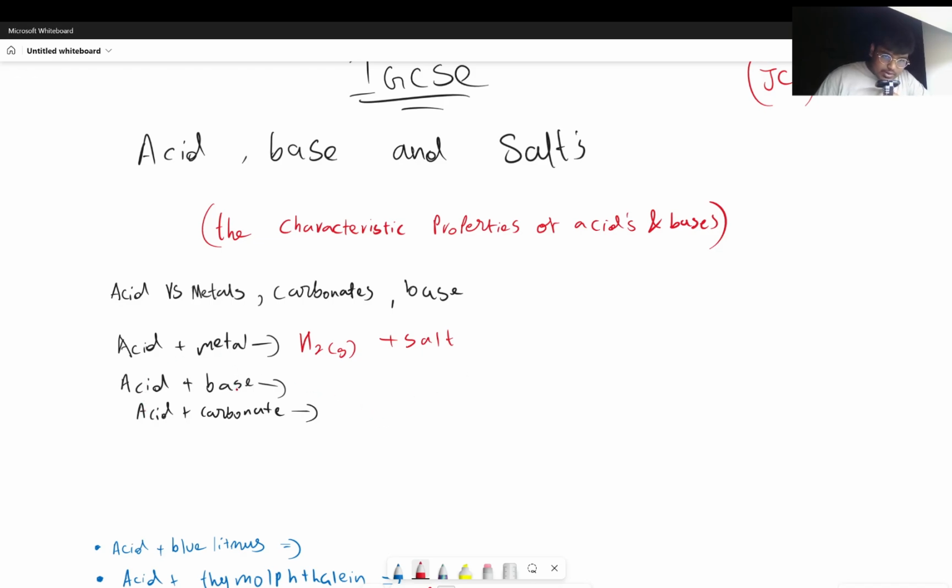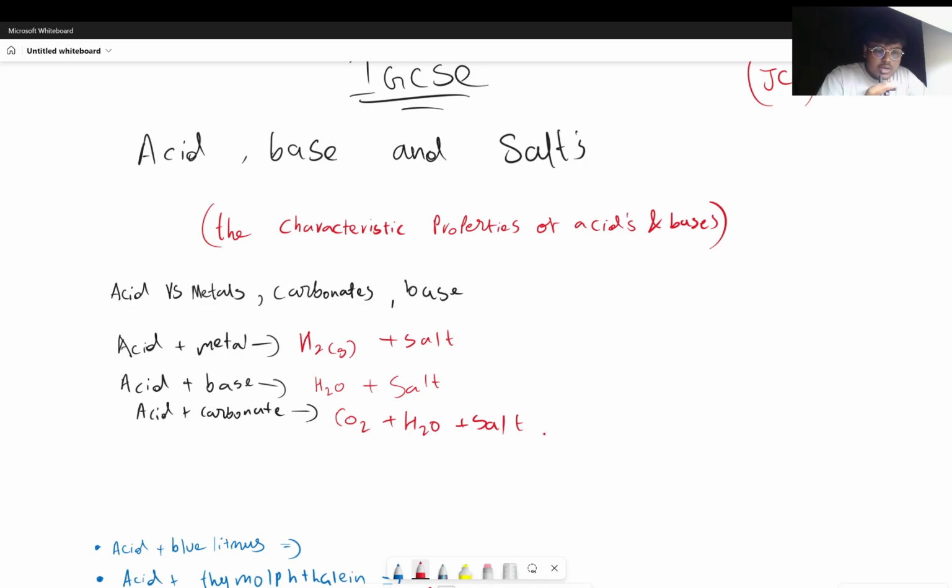And acid plus a base will always give you water plus a salt. And the next one is going to be acid plus a carbonate, which will always give you CO2 plus water plus a salt. These are the three equations for acids. These three equations you need to remember for your acids.